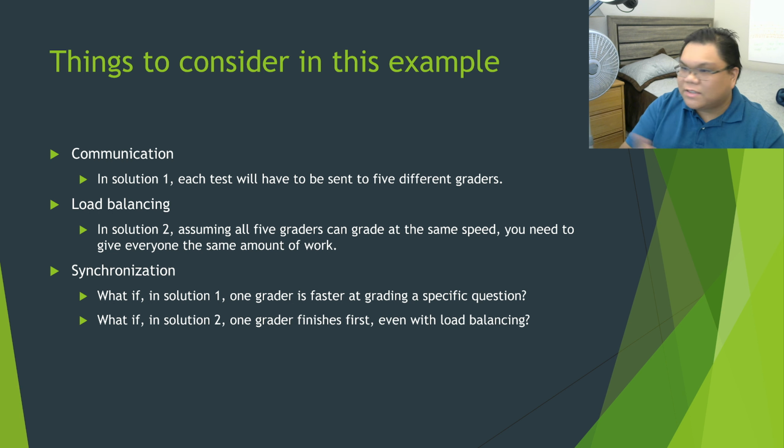So there are several things to consider. One of them is communication. In solution 1, you have to send one single test to 5 different graders. The scenario that I mentioned, where one grader has 96 exams to grade and the others have 1, is an extreme example of what happens when you don't have load balancing. But again, that assumes that all 5 graders can grade at the same speed, given the same amount of work.